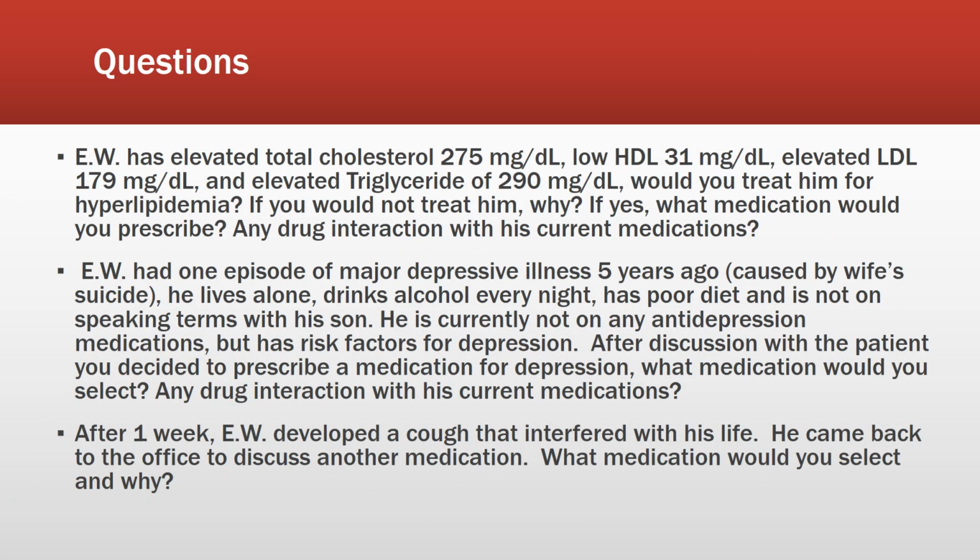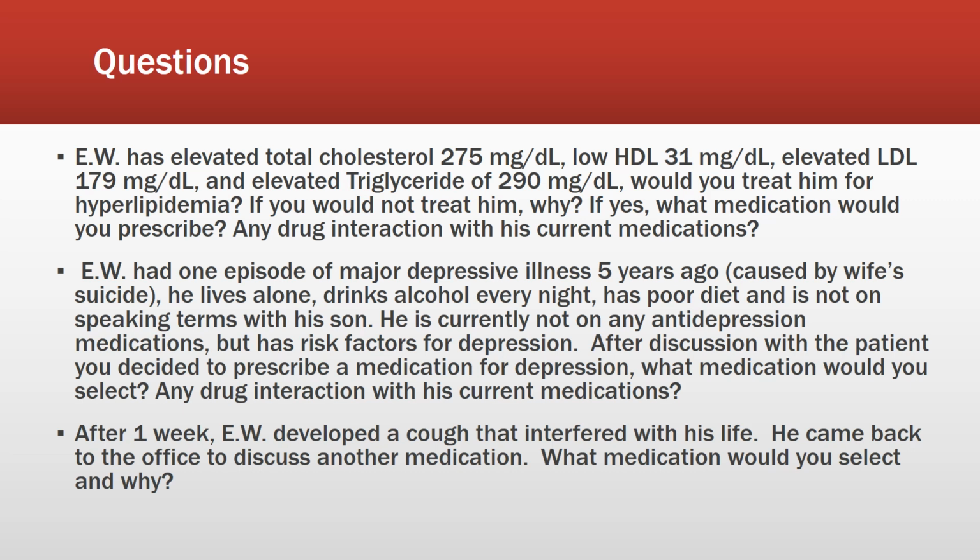EW has an elevated total cholesterol of 275, low HDL of 31, an elevated LDL of 179, and an elevated triglyceride of 290. Would you treat him for hyperlipidemia? If you would not treat him, why? If yes, what medication would you prescribe? Any drug interaction with his current medication regimen?